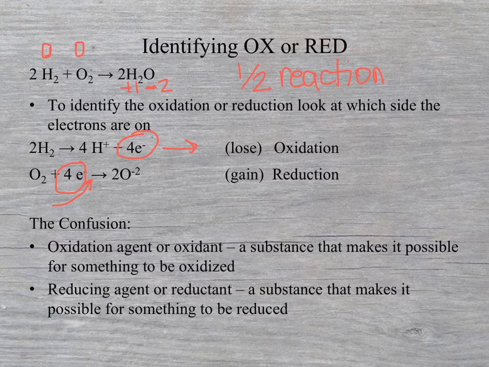Okay. There is some confusion depending on the language of the question. If it's asking you about an oxidizing agent or an oxidant, that is the one that makes it possible for something to be oxidized, so the one that is being reduced. And if they're asking you about a reducing agent or a reductant, that is the one that's making it possible for reduction to occur, so it's the one being oxidized. Think of these as opposites. But be careful, make sure that you are reading the words that are in the problem.